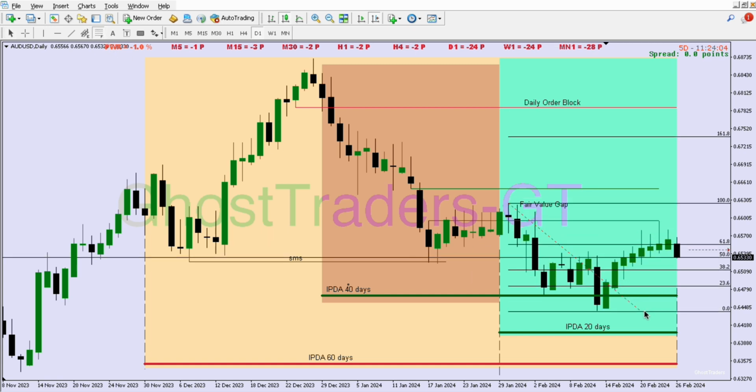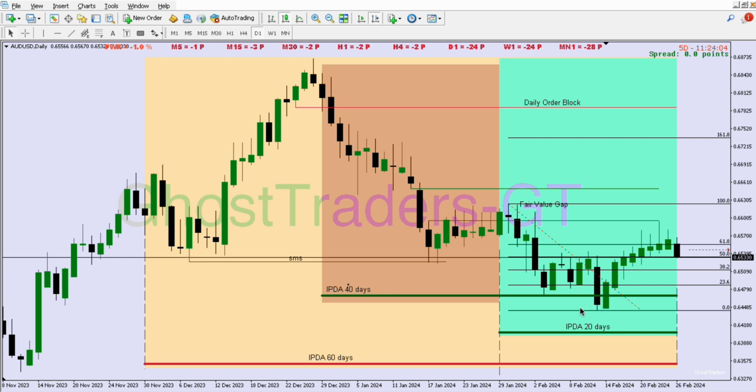from here to here. What we want is just our equilibrium, and you can see we have our equilibrium here. Anything above our equilibrium we refer to as premium, and anything below our equilibrium we refer to as discount. Equilibrium is 50% of this range, the midpoint of this range.